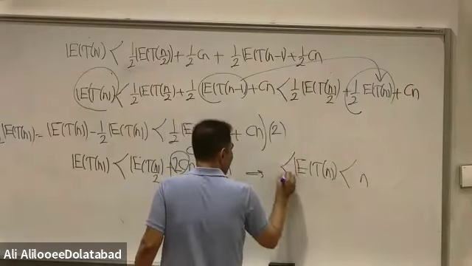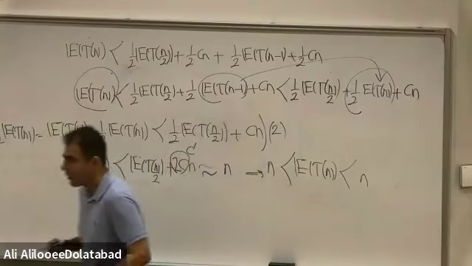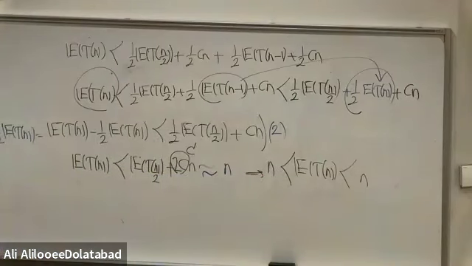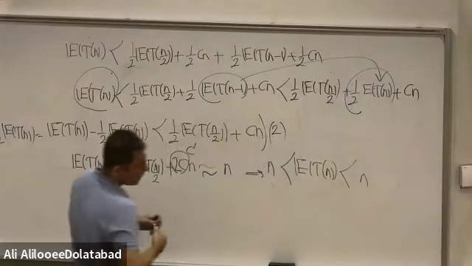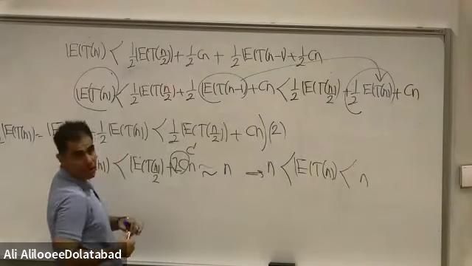I also can say that it is bigger than n. Why is it bigger than n? It is already written here, right? Expected value is always bigger than the best case. Then expected value is less than n squared, we could show this. Expected value is bigger than n because n is the best case running time.